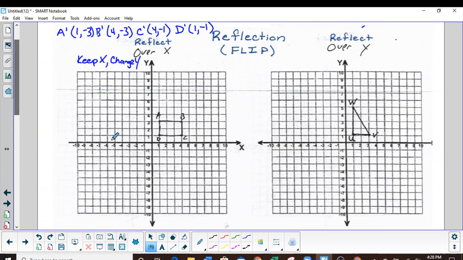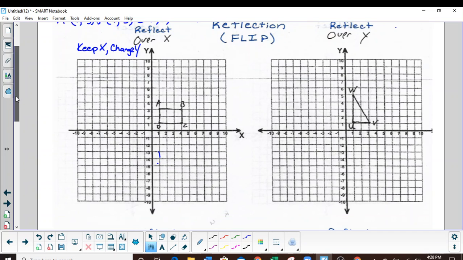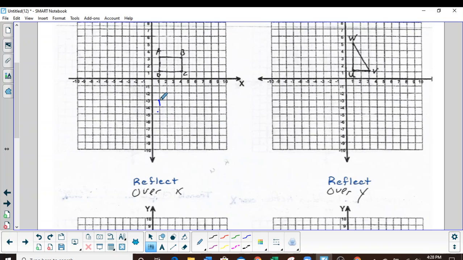Okay, so let's go. A prime is positive 1, negative 3. Don't forget to mark your A prime. B prime is 4, negative 3. C prime is 4, negative 1. And D prime is 1, negative 1. Okay, remember all you're doing is putting your hand right behind that and flipping it over the x-axis.